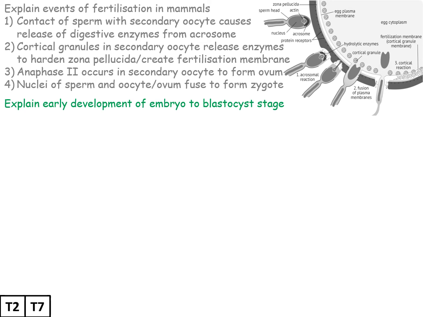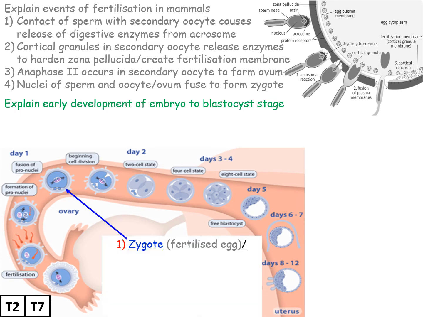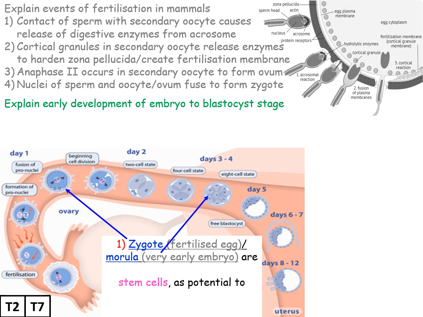In topic 2, we learnt about how early development of the embryo to the blastocyst stage happens. And we know that when we start off, we've got your zygote, which is the fertilized egg, but then also going from the zygote to the morula, which is a very early embryo, those stem cells are totipotent, which means that they have the potential to differentiate or specialize into all cells.